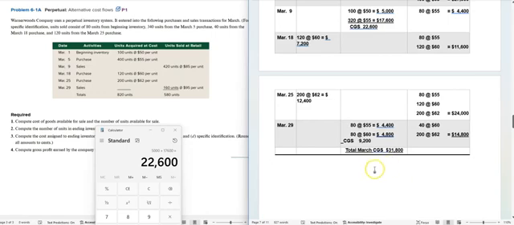The key to applying these methods: stay organized. Keep everything in order, right? And use this little chart. It does help quite a bit.